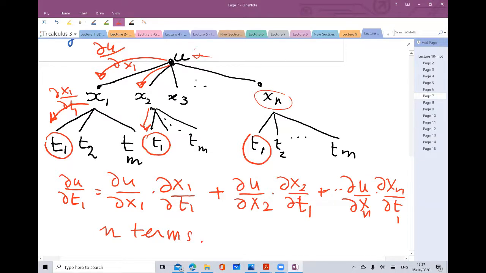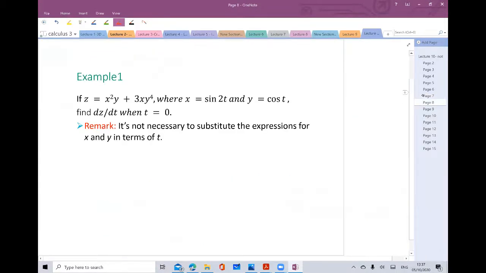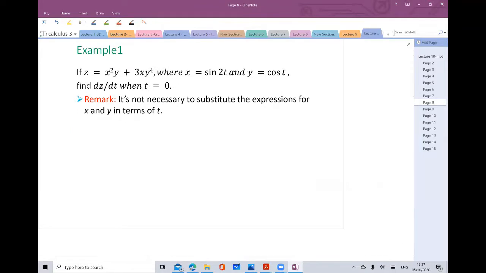This we call the width and depth of the tree diagram. I could have further depth, where the t's themselves could also be functions of other variables. I don't care, as long as I know the concept of the tree chain rule. Now let's do it by examples.